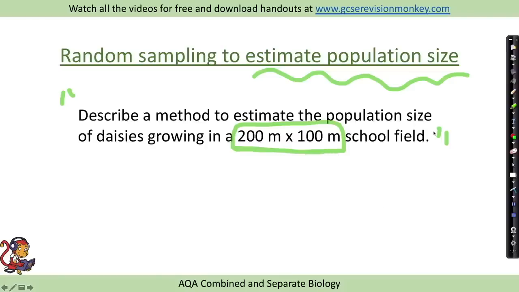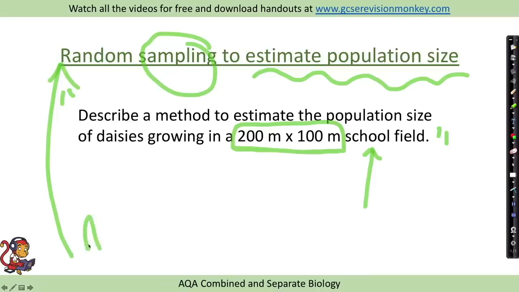So we can't count every single daisy growing in the school field. It would just take too long. So we need to have a method of sampling that is completely random, and if they talk about why in the exam, it is to avoid bias.